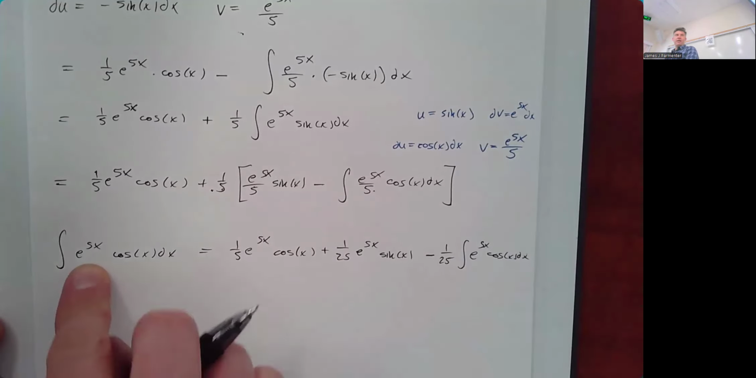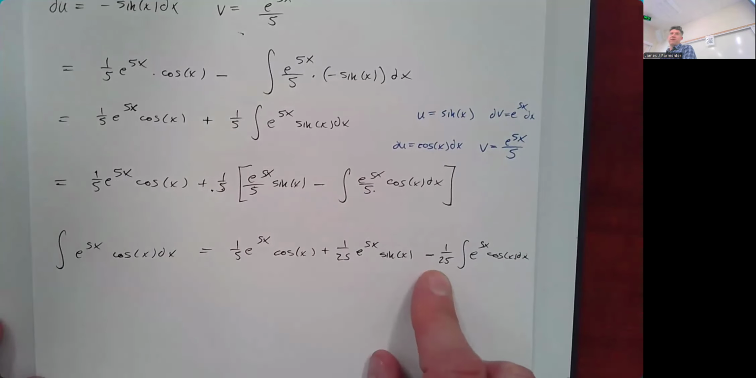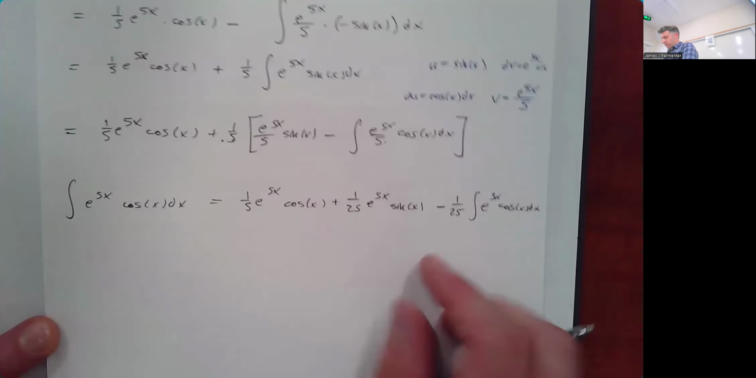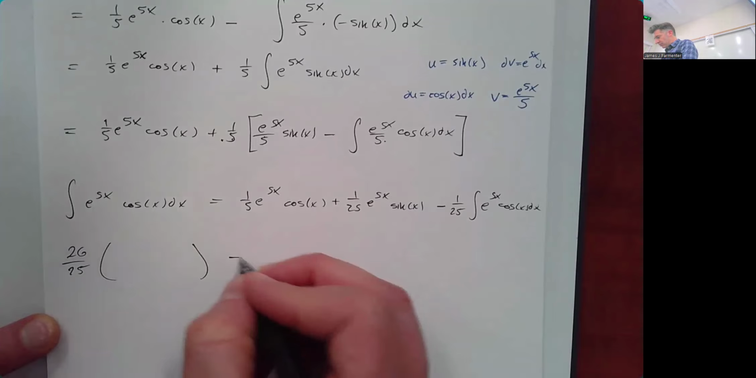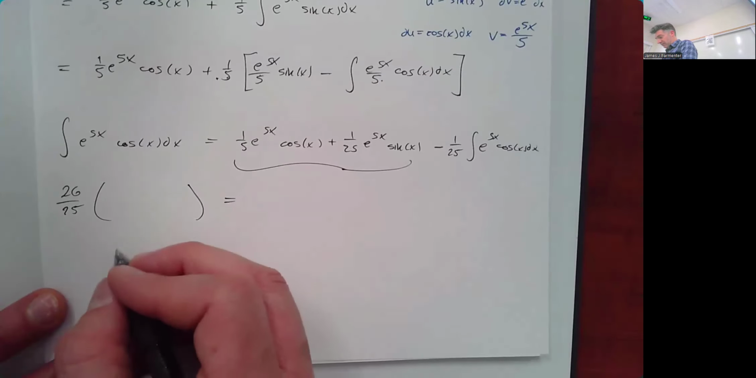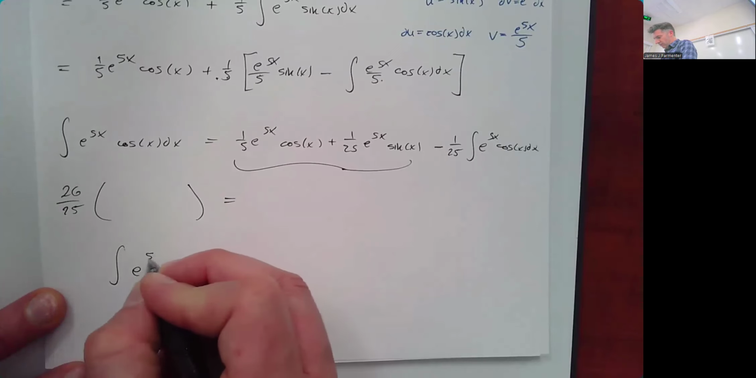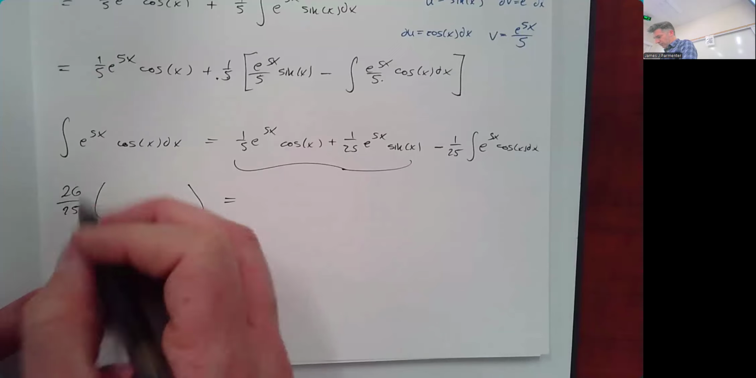I add that to both sides. 1 of a thing plus 1/25 of a thing is 26/25 of that thing. So we have 26/25 of our integral is equal to that stuff there. And then I would say that our actual, I'd skip that step kind of. Our actual integral of e to the 5x cosine of x dx is equal to the reciprocal of this.